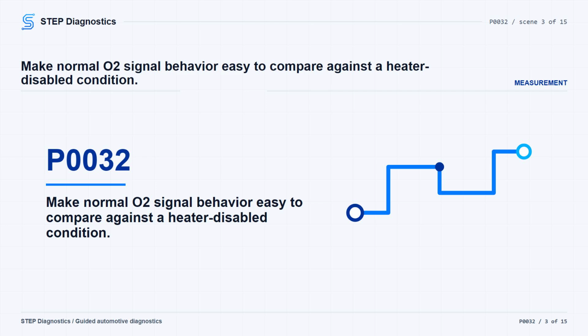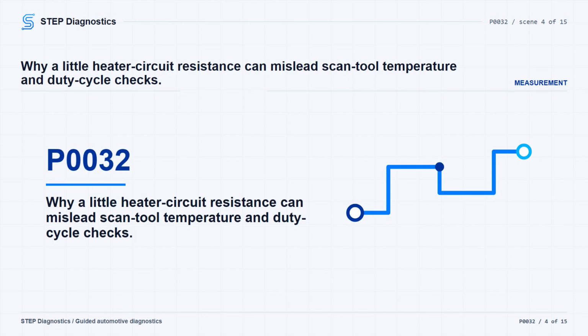Also remember that heater circuit resistance can skew what you see. A small amount of resistance, 3-4 ohms, may not set a heater control circuit DTC. A heater circuit with 4.05 ohms resistance can increase the heater temperature reading on the scan tool for the affected sensor by as much as 700 degrees F. As little as 2.0 ohms can increase the temperature reading approximately 250 degrees F on the scan tool.